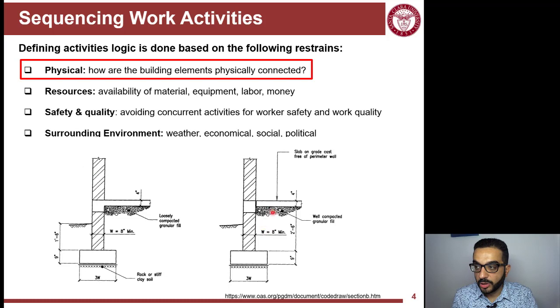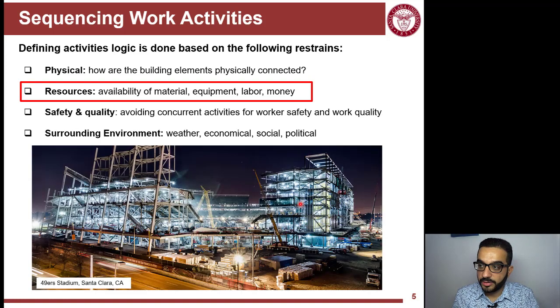But here, you have more flexibility. It's up to you to place the concrete slab on grade while you're doing the wall, or even after you completely finish the wall. So they are now disconnected. The logic here, the sequencing, is different between these two cases, because the different elements, the slab on grade and the wall, are connected here. Here they are disconnected. The second factor is the availability of resources.